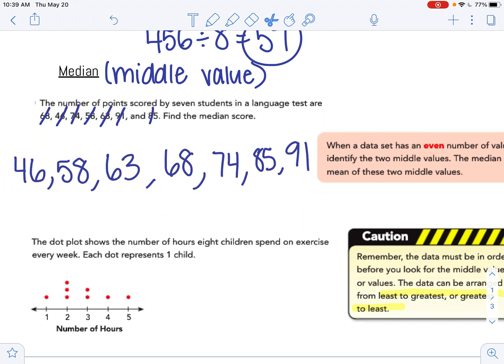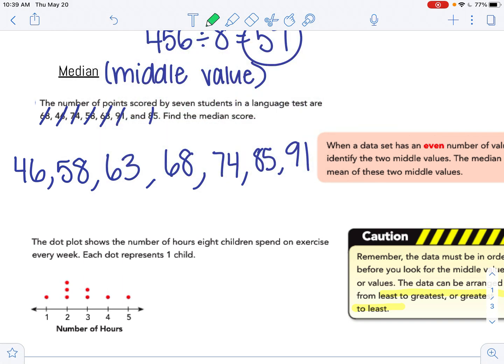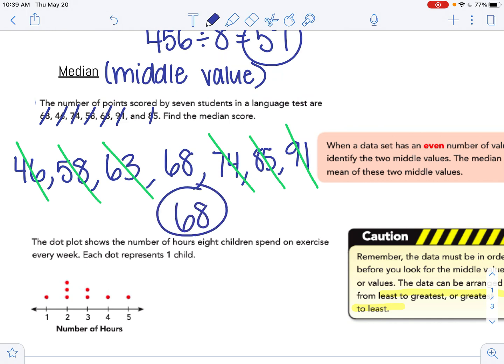Okay, so I have my values listed in least to greatest order that now I'm going to find the middle point. And to do that, I usually just pick a different color and I start crossing off my numbers from either end. So 46, 91, 58, 85, 63, 74. I can see I'm left with 68 in the middle, so 68 is our median.